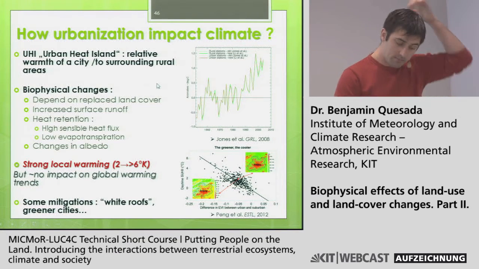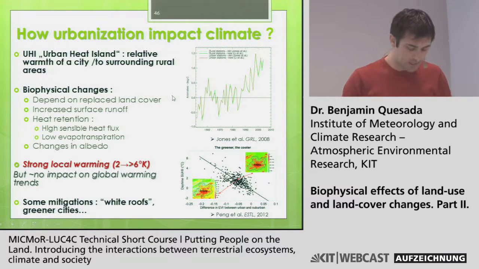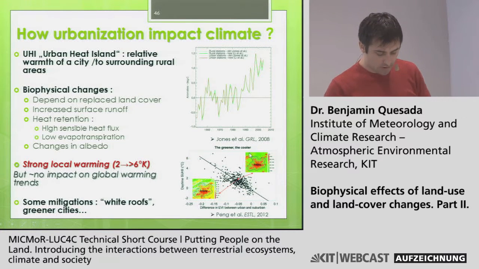Of course, we can think about some mitigations for these strong local warming effects, like white roofs. I don't present it there, but white roofs increase the albedo, so they decrease the surface temperature. And we can also think of greener cities, so green areas, forests in the cities. And in general, the prevailing paradigm is that when you increase the greenness, as here with EVI, an index of greenness, you decrease the daytime temperature in the city, and quite strongly. So the prevailing paradigm is that the greener, the cooler for the urban heat island.